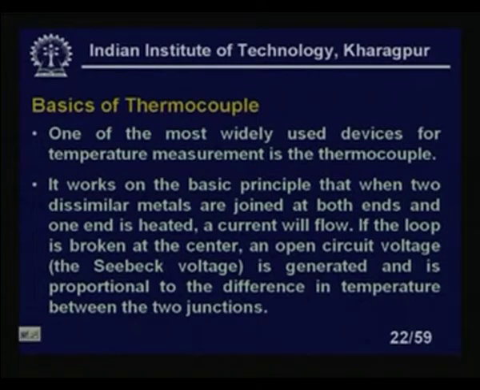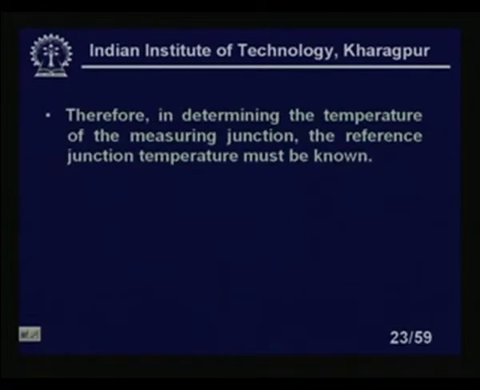It works on the basic principle that when two dissimilar metals are joined together at both ends and one end is heated, a current will flow. Now, if the loop is broken in the center, an open circuit voltage is generated and is proportional to the difference in temperature between the two junctions. We all know this, right? Therefore, in determining the temperature of the measuring junction, the reference junction temperature must be known, because it is the difference of temperature which will actually give us the voltage.